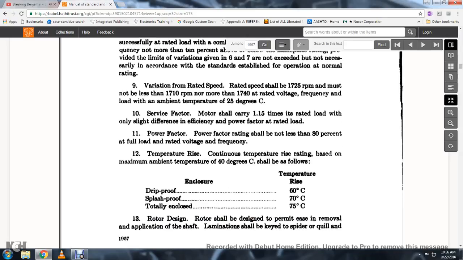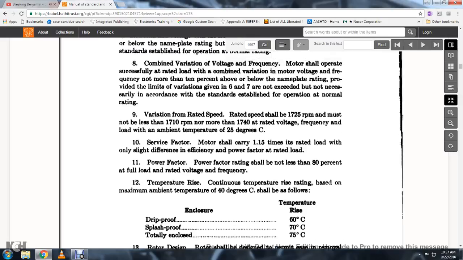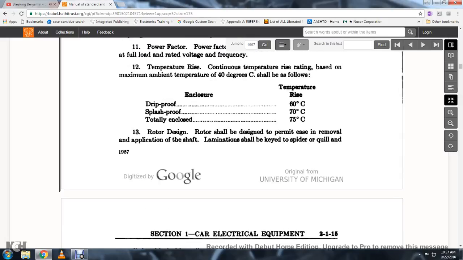12. Temperature rise. The continuous temperature rise rating, based on a maximum ambient temperature of 40 degrees Celsius, shall be as follows: drip-proof enclosures, 60 degrees Celsius; splash-proof, 70 degrees Celsius; and totally enclosed, 75 degrees Celsius.